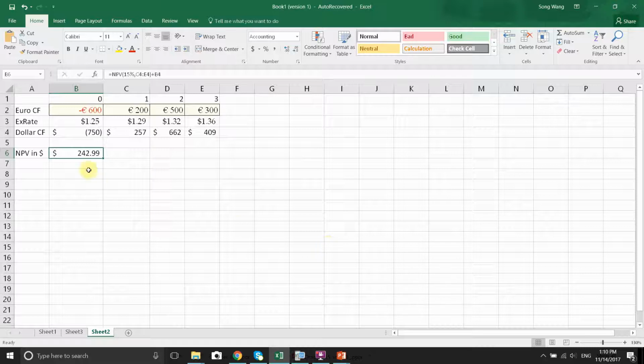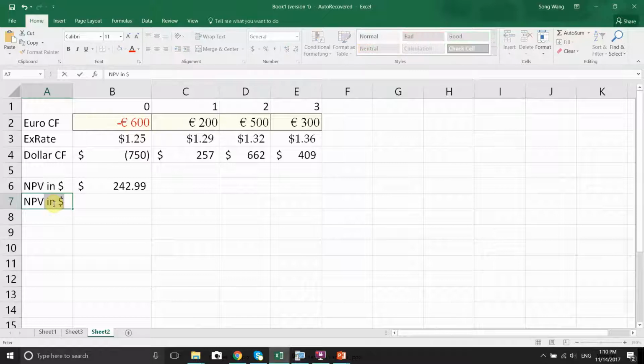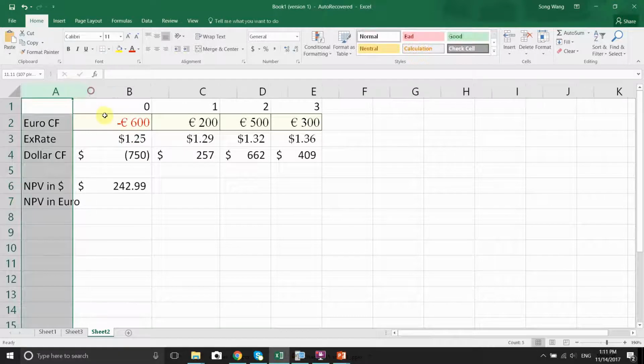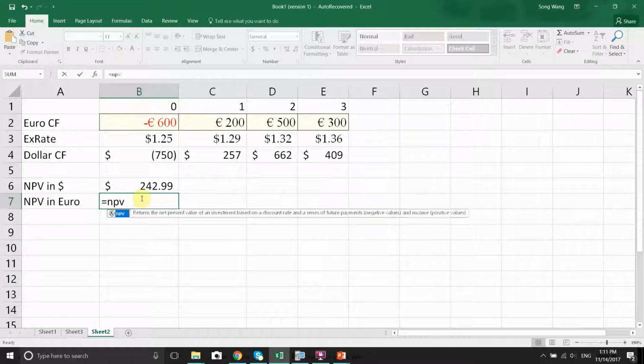So basically, there's another way to get this NPV in dollars, which is you need to find the NPV in euro first, and then based on the exchange rate of 1.25, you convert euro NPV to dollar NPV. Well, let's do this. If I turn on this NPV function, the first thing I'm going to put here is the euro interest rate, or the cost of capital in euro terms.